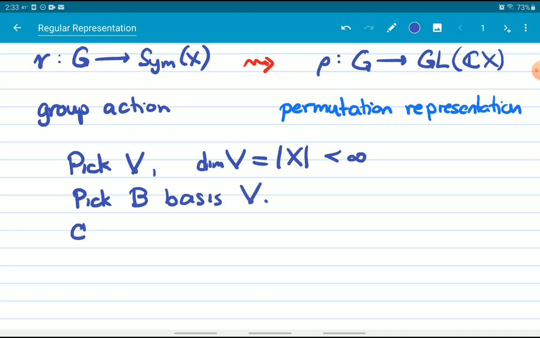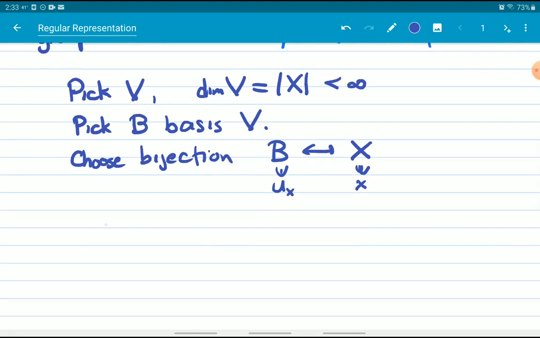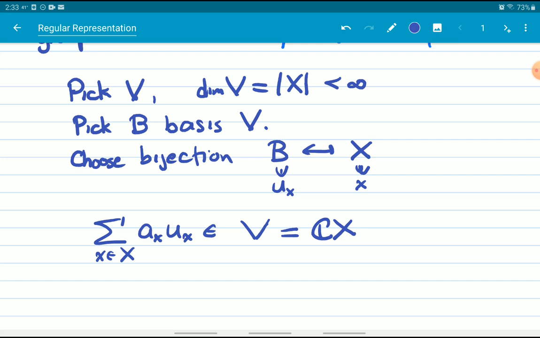And then I'll choose a bijection between that basis and the set. So if I have an element little x in the set, I'll call the corresponding basis element ux. So a typical element in V looks like a sum of some scalars times these basis elements. That's a typical element in V. I will use sometimes the notation Cx for this particular vector space.